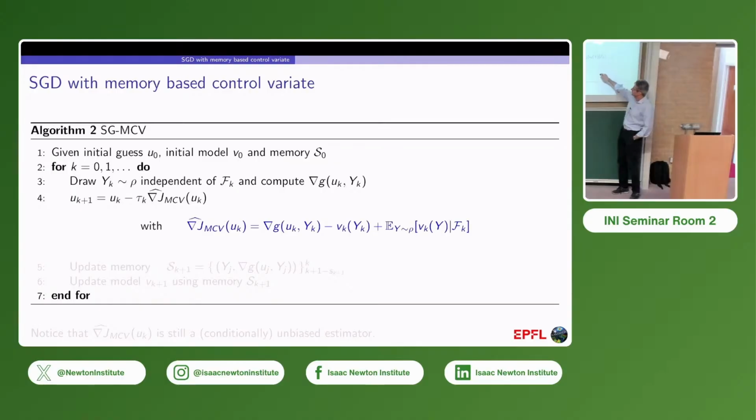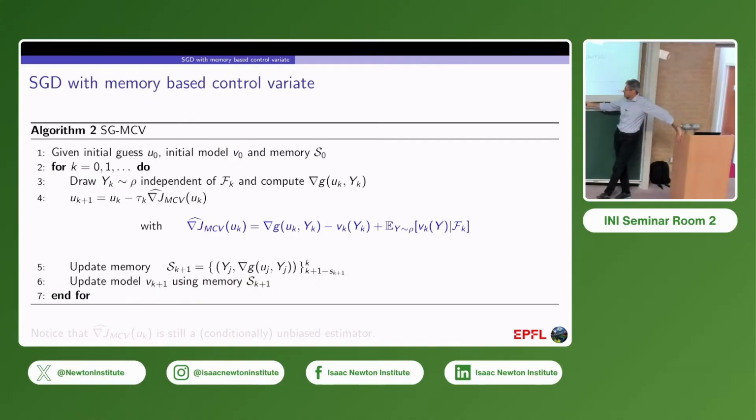So we take the current evaluation of the gradient, we subtract our model evaluated in this draw yk, and then we have to correct it back to get an unbiased estimator, so to add the expected value of the current model vk. Once we have done this, then we update the memory, meaning that we have to add this new gradient evaluation in the memory and maybe throw away the very last one if the size of the memory doesn't change. If the size of the memory changes, then we keep increasing the memory. And once we have updated the memory, we update the model.